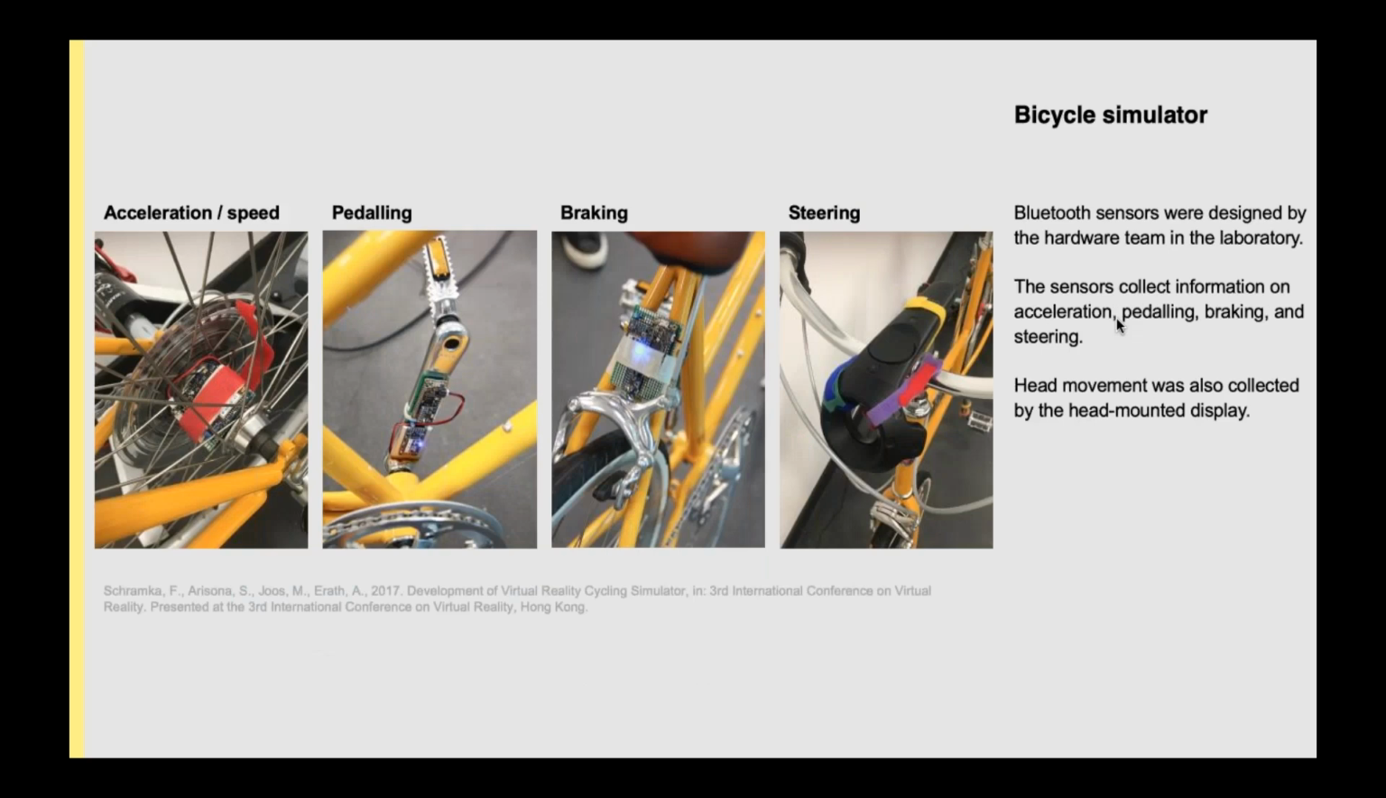This is how the bicycle simulator works. We had different Bluetooth sensors for the acceleration and speed, pedaling, braking, and steering. The sensors collected the information on these movements and captured these in the virtual environment. And the head movement was also collected by the head-mounted display.